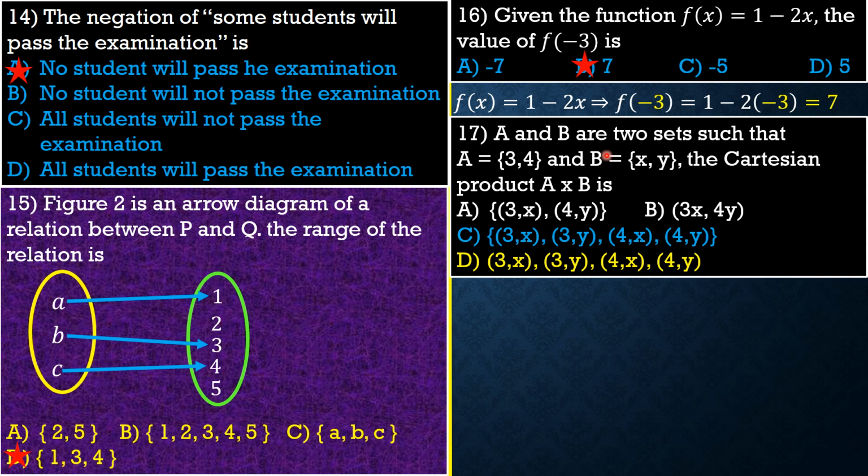So guys, A cross B simply means that we start with the first element of A and assign it to each and every element of B, then take the second and assign it in the same way. If we do that, we are going to have A cross B equals: we take the first element, which is 3, assign it to X, and 3 again, assign it to Y. Secondly, we are done with 3. We take the next, which is 4, assign it to X, take 4 again, and assign it to Y.